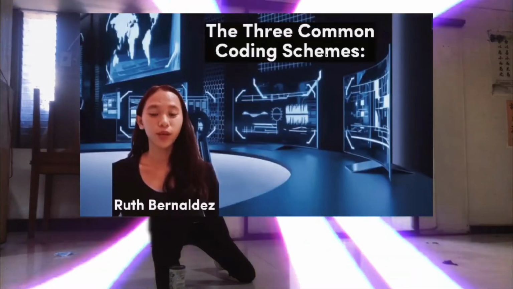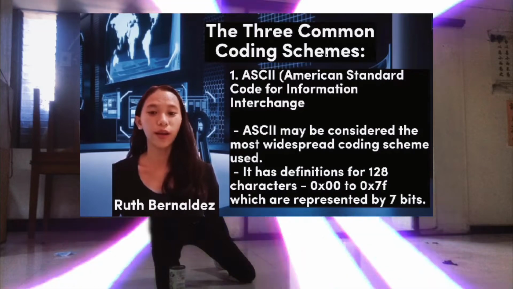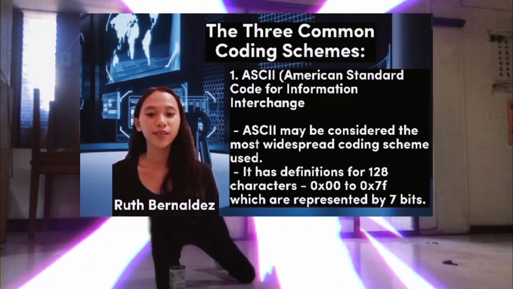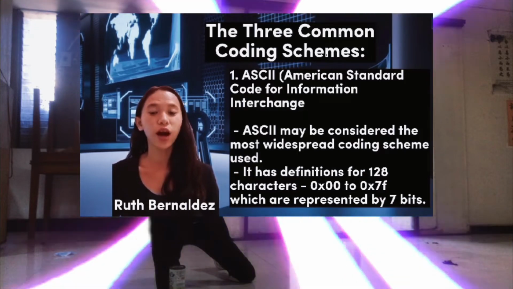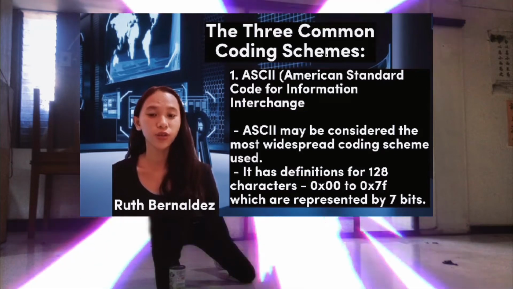3 common coding schemes. Number 1. ASCII, or American Standard Code for Information Interchange. ASCII may be considered the most widespread coding scheme used. It has definitions for 128 characters, 0x00 to 0x7f, which are represented by 7 bits.